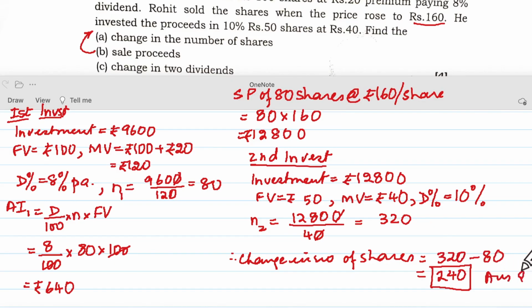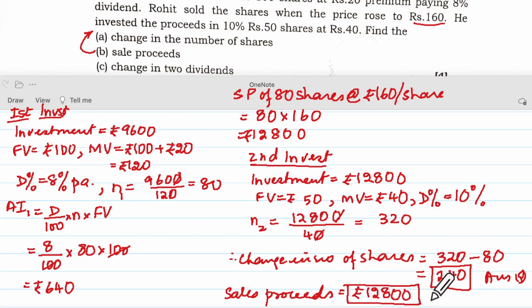So this is your answer A. And then sales proceeds will be rupees 12800. This is your answer B. Underline this also. And then the change in two dividends.